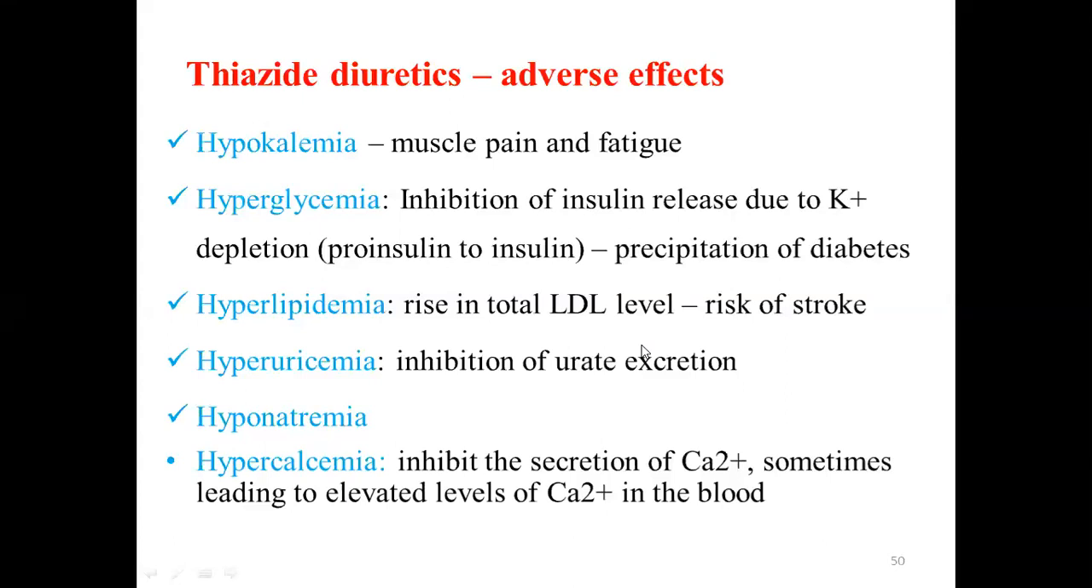Then they can even cause hyperuricemia because they inhibit the excretion of urate. Remember, what is the risk of hyperuricemia? Noor, can you hear? Yes. Okay, what is the risk of hyperuricemia?